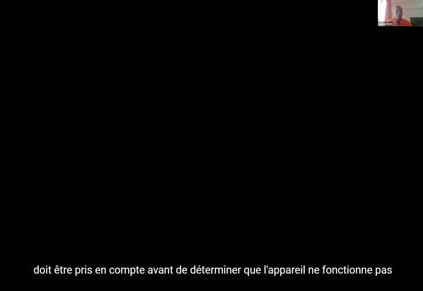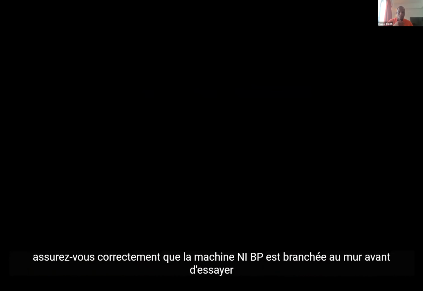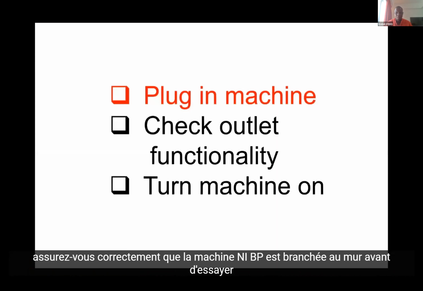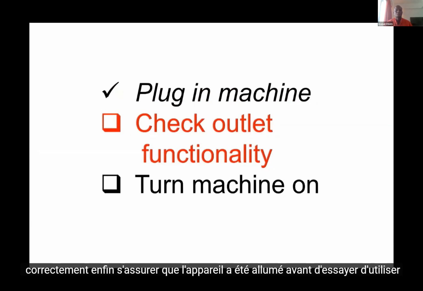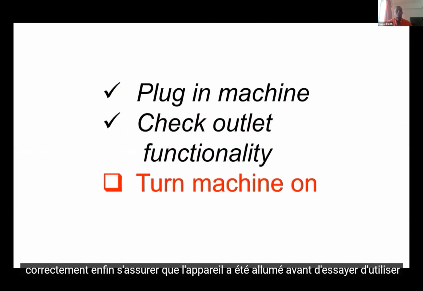Second, a few basic mistakes should be considered before determining that the device doesn't function properly. Ensure that the NIBP machine is plugged into the wall before trying to use it. Also, ensure that the outlet into which it is plugged is functioning properly. Finally, ensure that the device has been turned on before trying to use any of its functions.